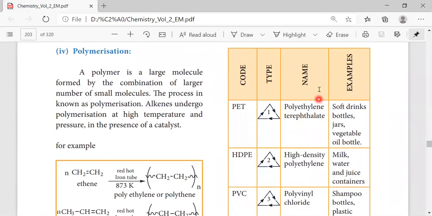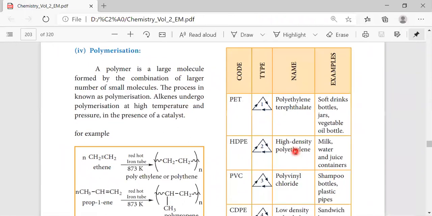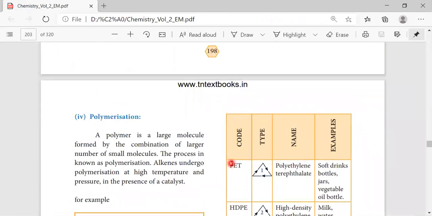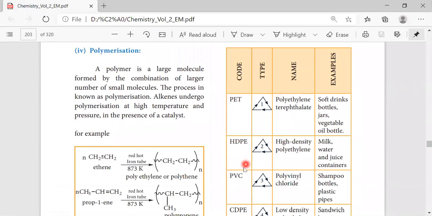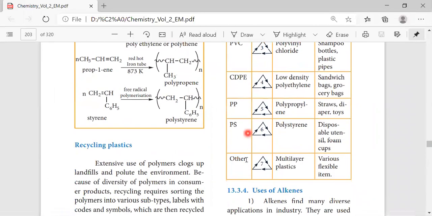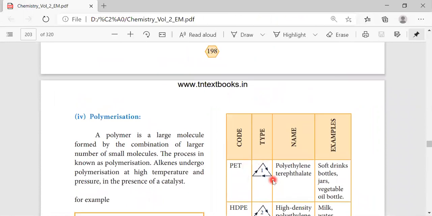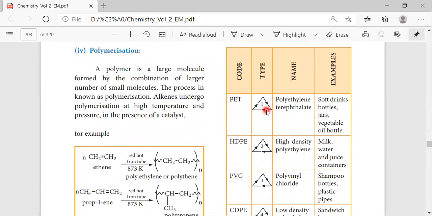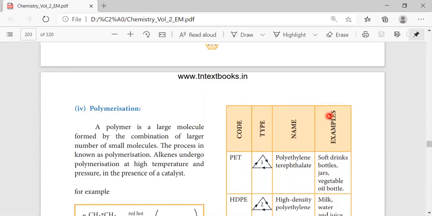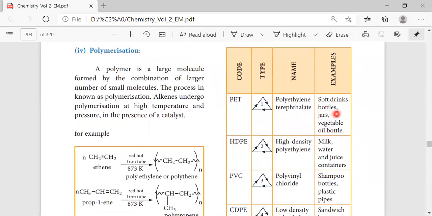Here the symbol. We have already seen these. When you buy any plastic items, there is PET, HDPE, PVC, LDPE, PP, PS and other. So PET is polyethylene terephthalate. If this symbol is there, it is used for soft drink bottles, jars, vegetable containers. HDPE is high density polyethylene. PET is polyethylene terephthalate.